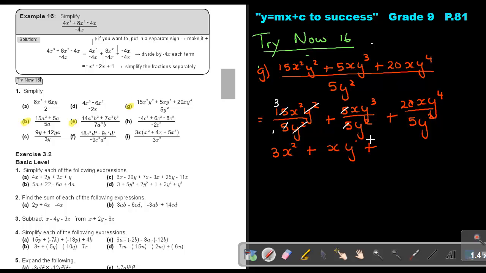And then plus, can I just cancel that one? 5 can go in 5 1 time, 5 can go in 20 4 times. Okay, so let's just see. I have 4. There's not another x, so I just rewrite the x. Where's the big amount of the y's? It's on top. Can you see that's 4 and that's 2? So it's y. So 4 minus 2, it's 2. And that is my final answer. Okay.